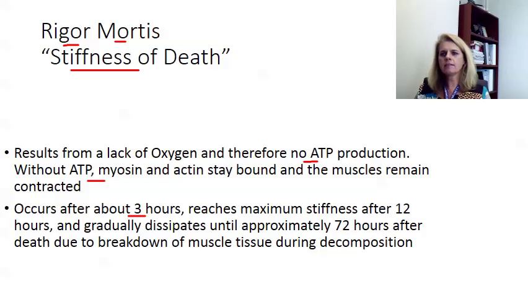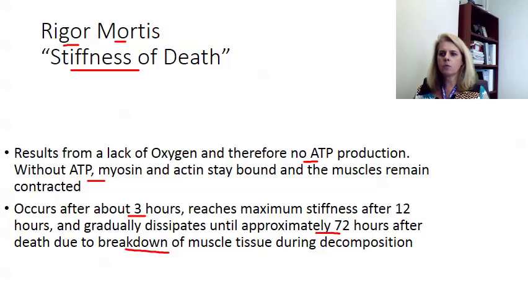It lasts about 3 days, about 72 hours, and then the muscles will start to relax again. That's not because you're breathing and making ATP, but because you're basically starting to rot. The muscles will start to break down. Actin and myosin are proteins, and just like any kind of meat or protein, they will start to decay. So at 72 hours, those proteins decay and break apart, and you start to get some relaxation.